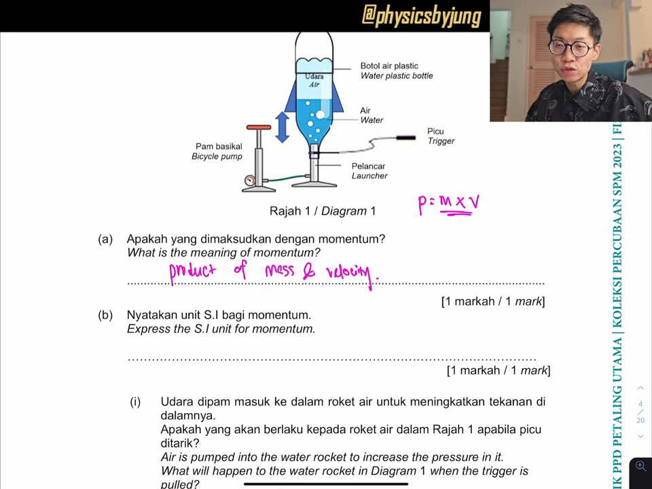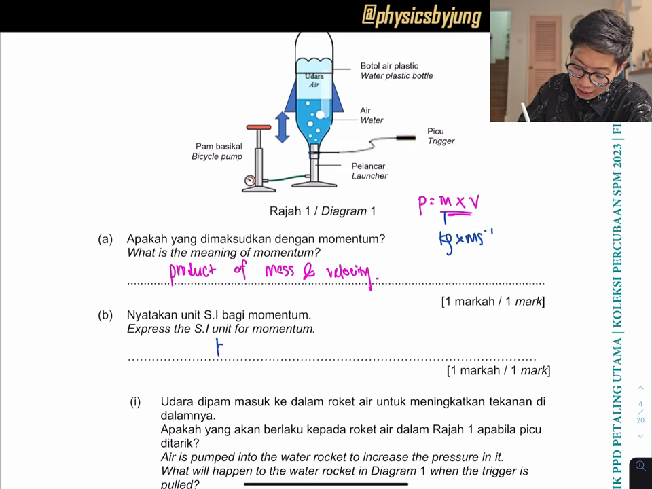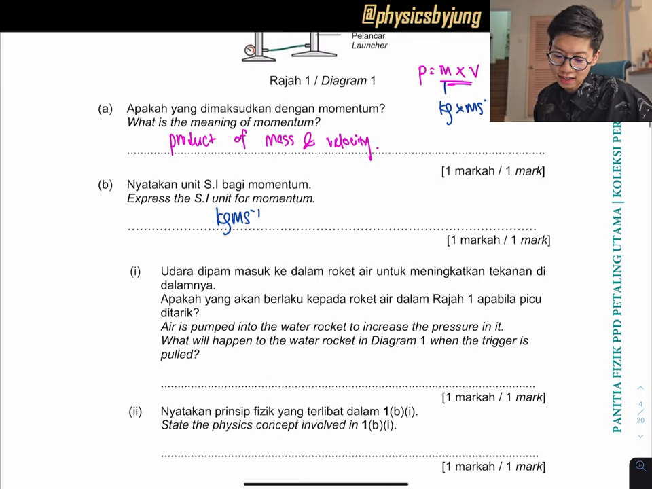So what's the SI unit for momentum? Once you know this formula, mass times velocity, you know that mass is kg and velocity is meter per second. So the SI unit for momentum is kg meter per second. Next, they ask, what air is pumped into the water rocket to increase the pressure? What will happen to the water rocket in diagram 1 when the trigger is pulled?